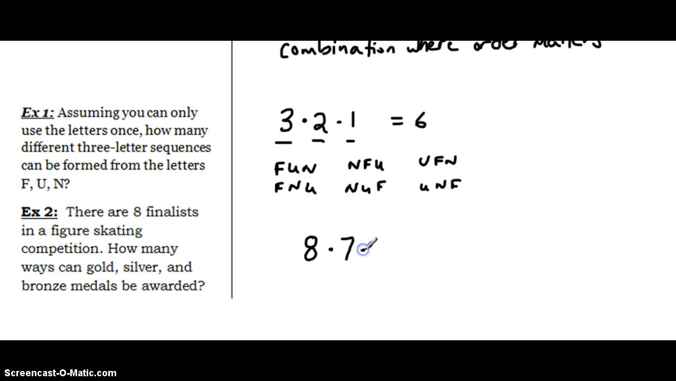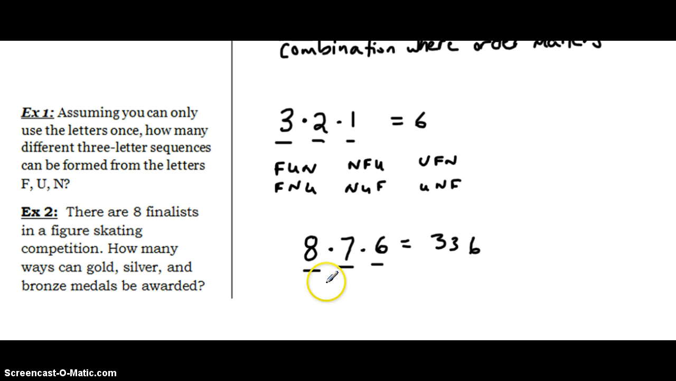And lastly, both the gold and silver wouldn't be part of the finalists that are left to win bronze. So it would be 6 people left. So it would be 8 times 7 times 6, which would be 336. So that is using the fundamental counting principle.